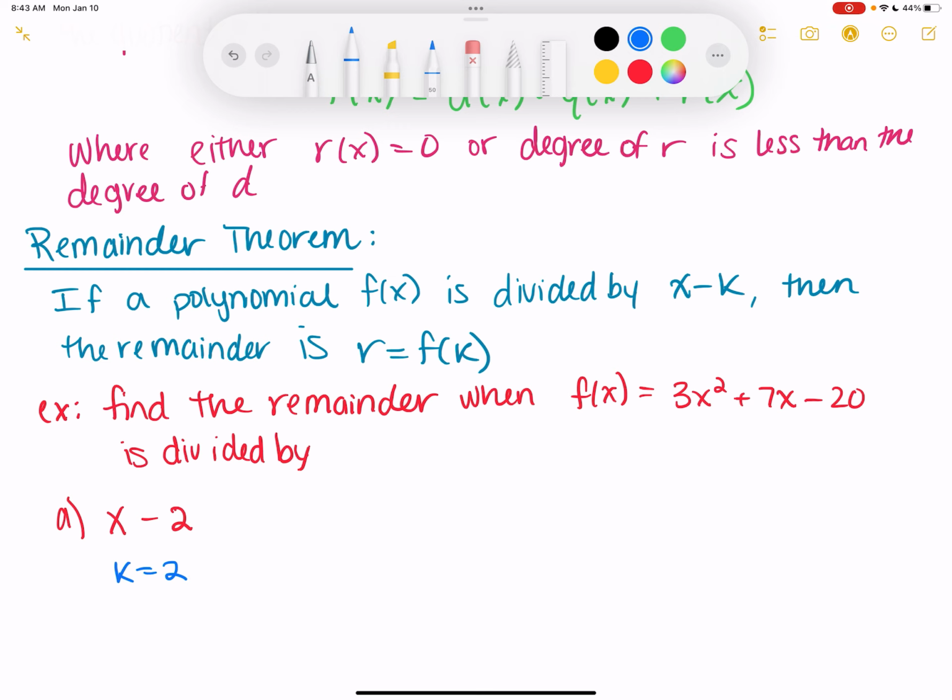Then based on our formula, r is equal to f of 2. So we're going to put in 2 for x up here. So that's going to be 3 times 2 squared plus 7 times 2 minus 20, which is going to be, let's see, 12 plus 14, is that 26 minus 20. So our remainder for this would be 6.